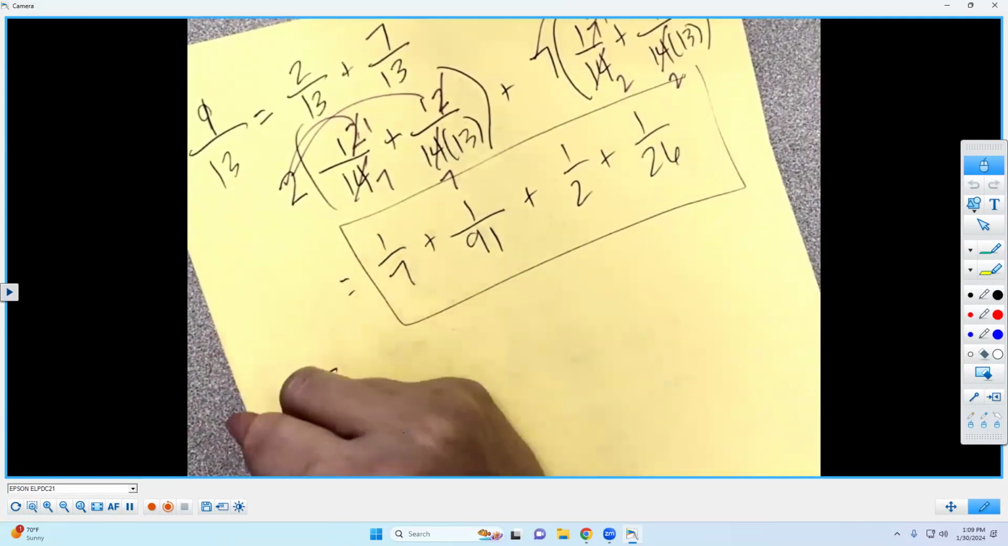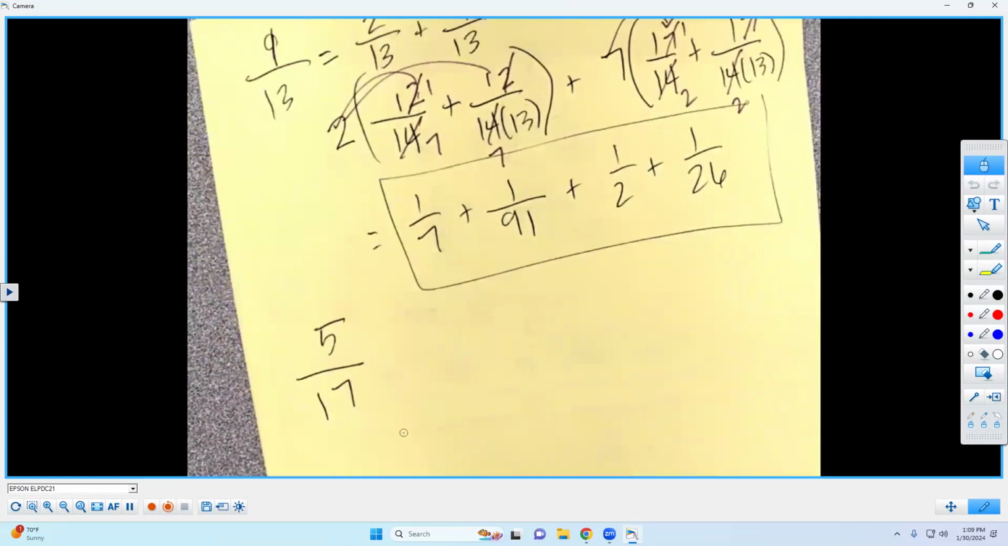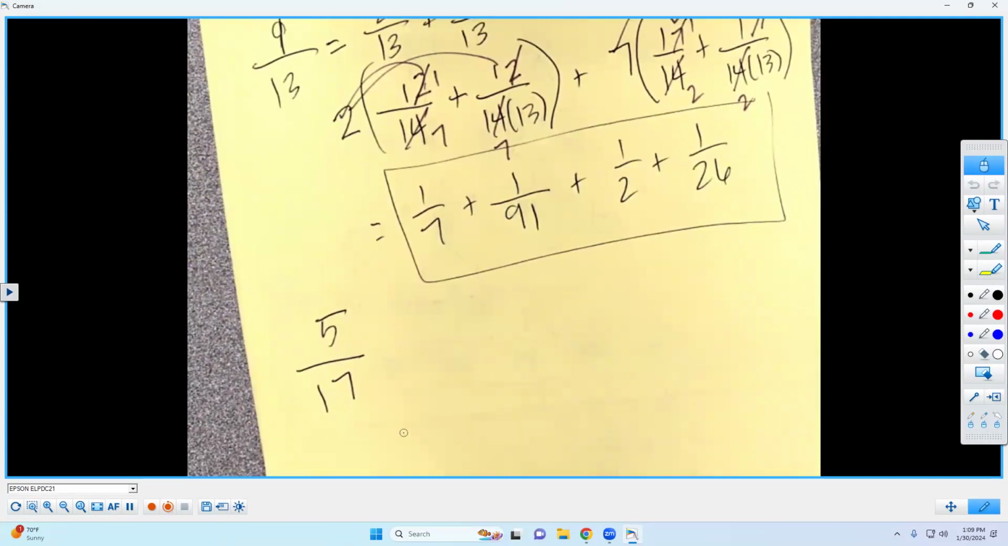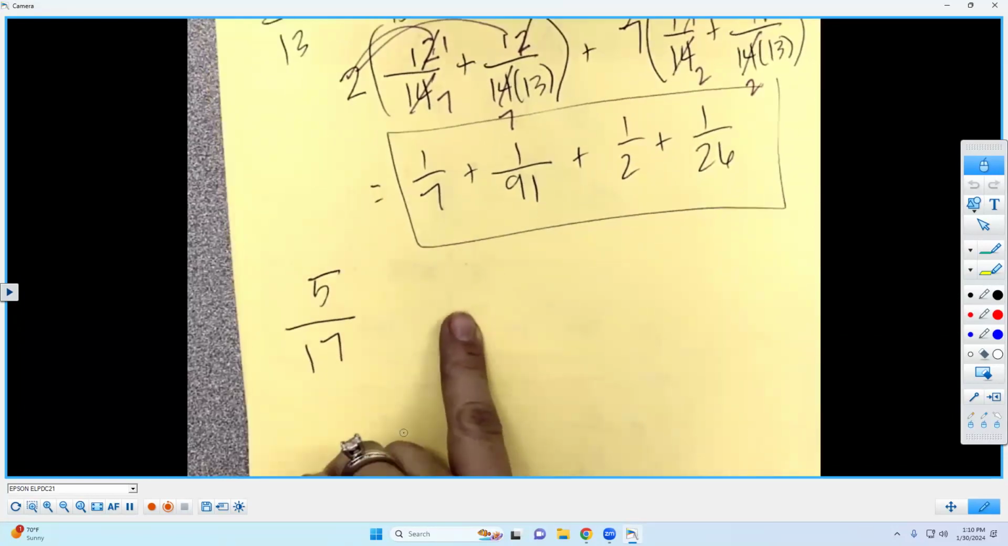So if it was 5/17. Now that I'm sitting here and saying this, it kind of reminds me, when you factor and you have to figure out the factors of this that add to give this. This is kind of what that is.